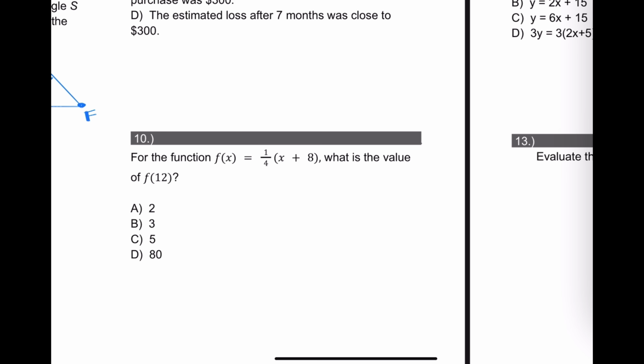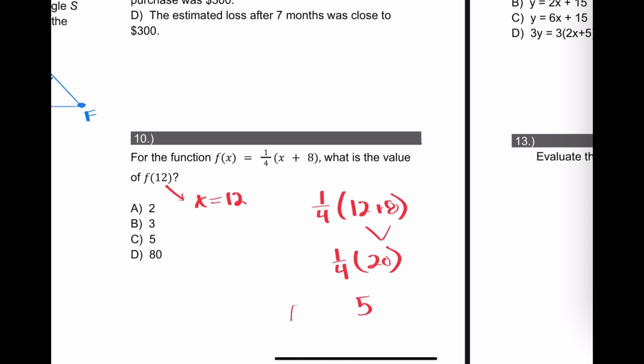And number 10, for the function f of x equals 1/4 x plus 8, what is the value of f of 12? Okay, what they're saying here is that basically x equals 12. So we could just plug that in and say 1/4 of 12 plus 8. Okay, 12 plus 8 is 20. What is 1/4 of 20? You could punch that in a calculator, or maybe that's something you can do in your head, but 1/4 times 20 is 5. So f of 12 equals 5. So there you go. C.